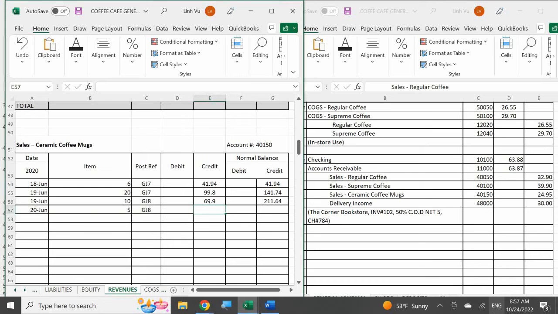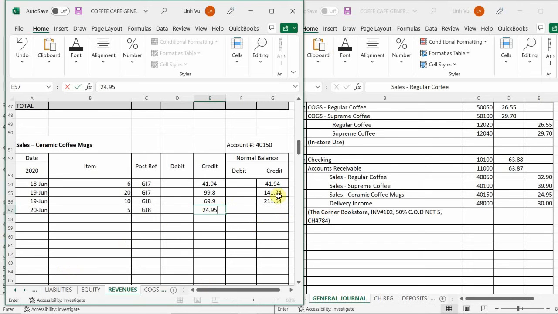For $24.95. Okay, $24.95, giving us a grand total of $236.59. Good.